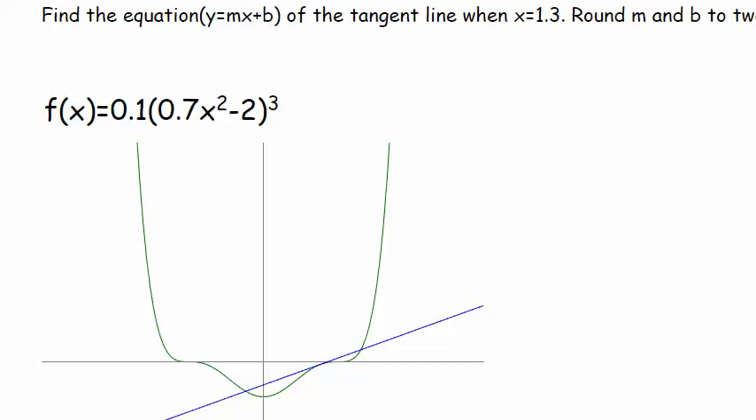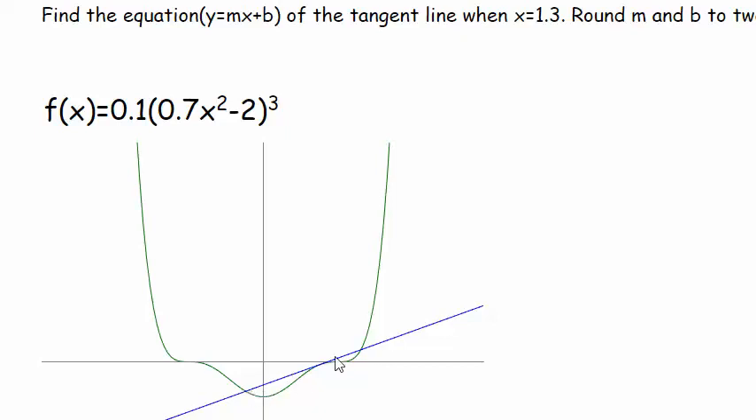Let me scribble all this down quickly. So x is equal to 1.3 and f of x, so you should be writing this down also, is 0.1 times (0.7 x squared minus 2) raised to the third power. Okay, so let's go along.